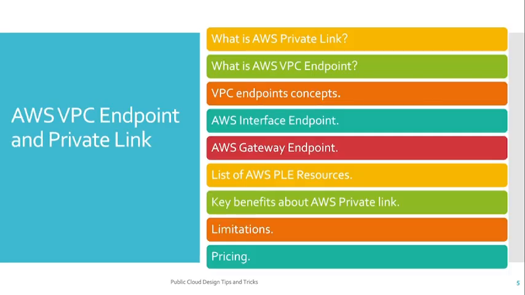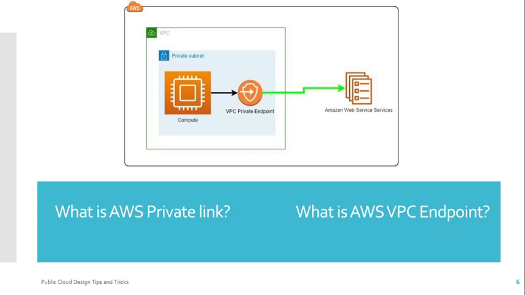As per the curriculum, we will be discussing what is AWS Private Link, AWS VPC endpoint, VPC endpoint concepts, AWS interface endpoint, gateway endpoint, and the list of AWS services which support Private Link, key benefits of AWS Private Link, limitations, and pricing. So let's try to understand what is AWS Private Link.